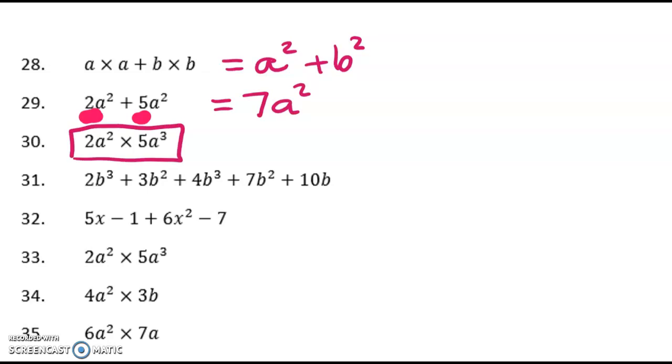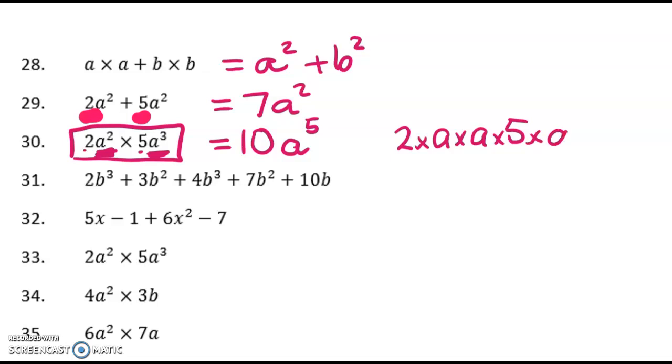This one here is a multiplication. Right? So we multiply 2 and the 5, we get 10. And then we've got a times a times a times a times a. So when I have the same base, we add the powers. So it's 10a to the power of 5. Right? Because remember what I've got is 2 times a times a times 5 times a times a times a.